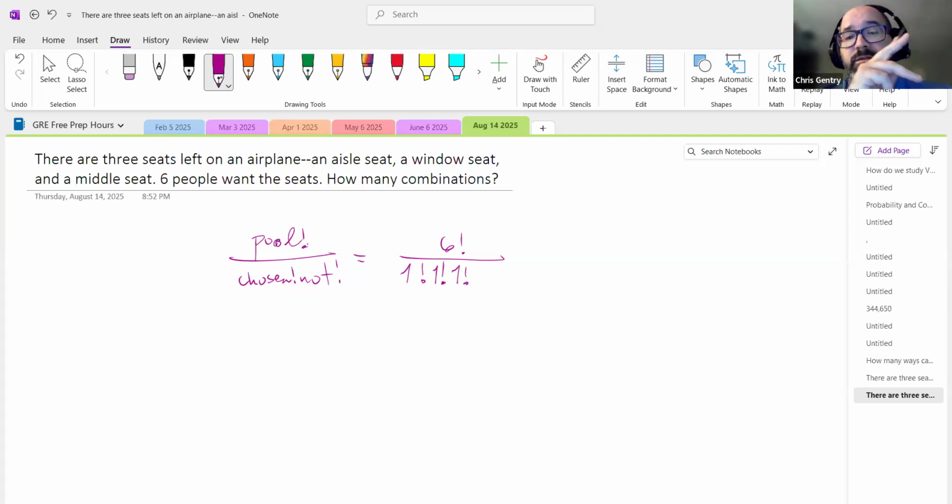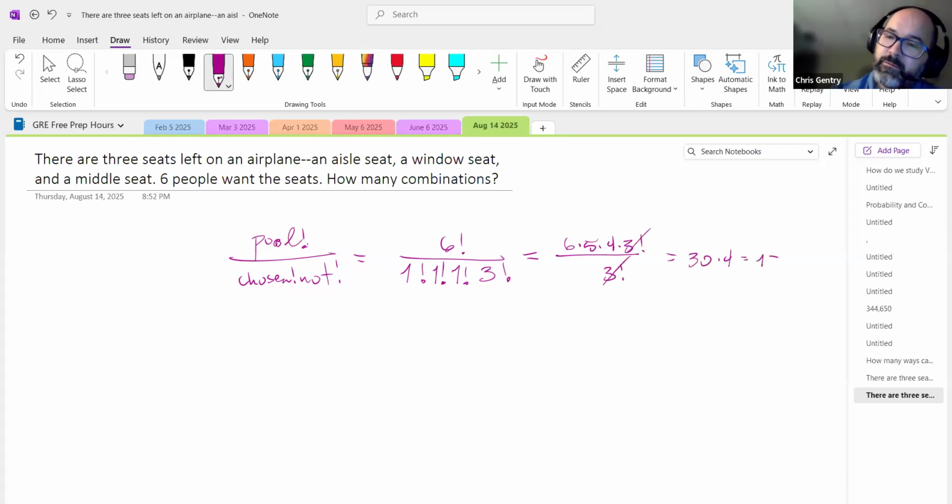What is still needed? There's one more thing. The other 3 people, we need the not chosen. 6 times 4 times 3 factorial. And I think this one is the 120. 3 times 4. 120.